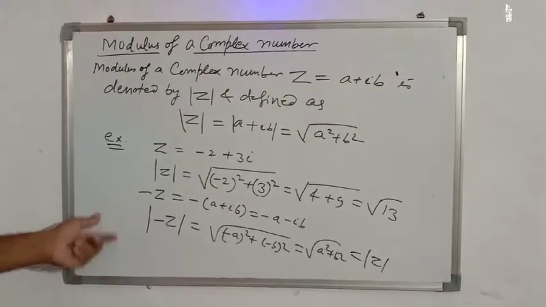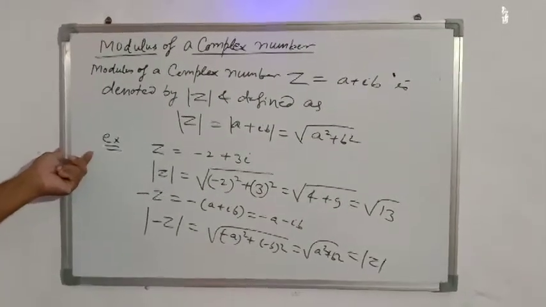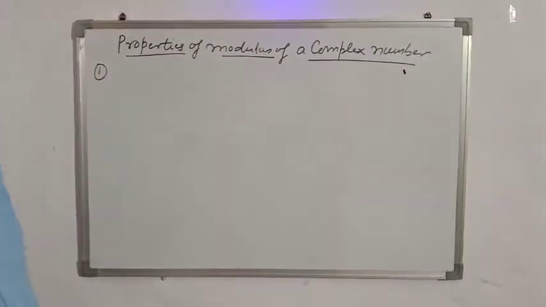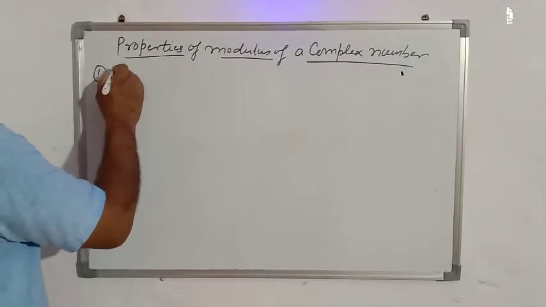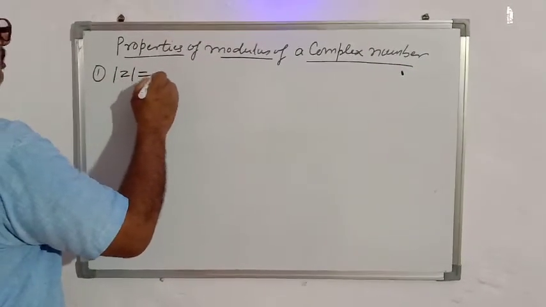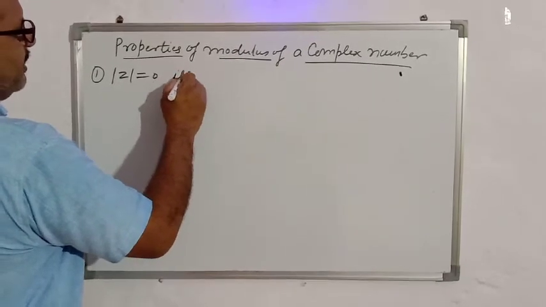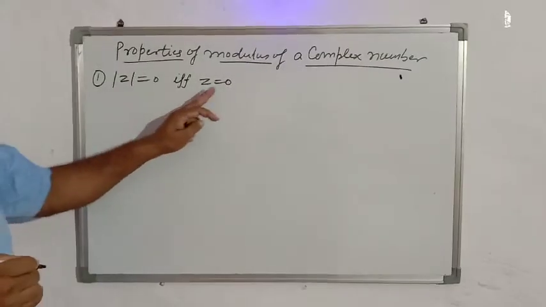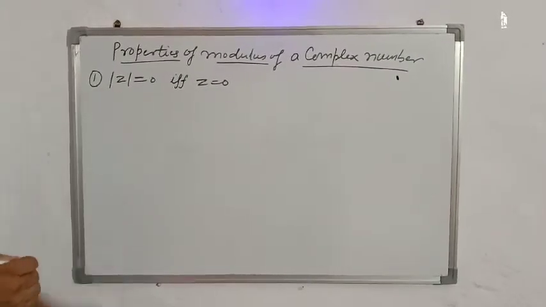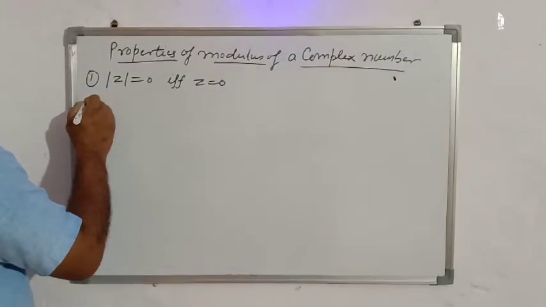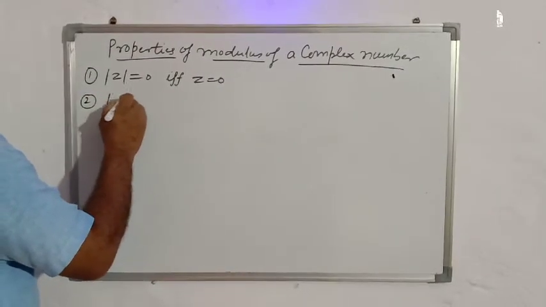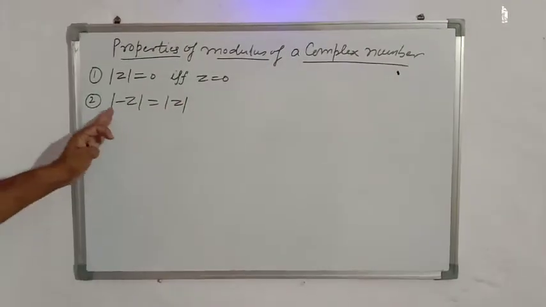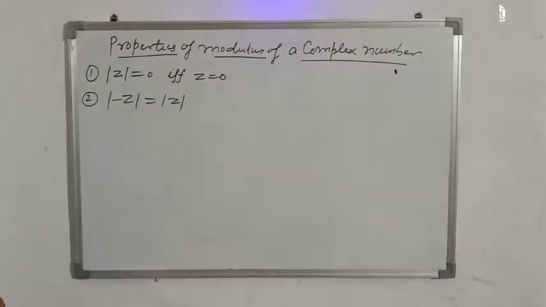Now we will see the properties of modulus of a complex number. See the first property. Mod of z will be equal to 0 if and only if z is equal to 0. If the complex number is 0, then its mod will be 0. Next, mod of minus z is equal to mod of z. We have proved it.